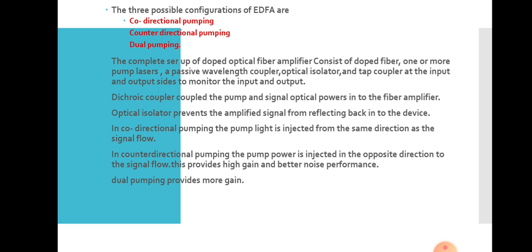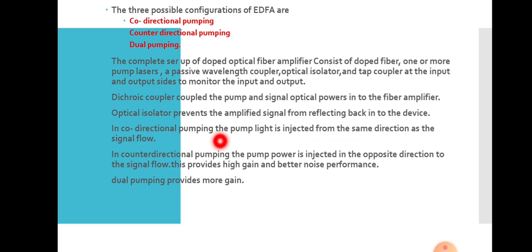So this is the working explanation, that there are 3 possible configurations: co-directional pumping, counter-directional pumping, and dual pumping. The complete setup of the doped optical fiber amplifier consists of doped fiber, one or more pump lasers, a passive wavelength coupler, an optical isolator, and a tap coupler at the input and output sides to monitor the input and output. And also there is a dichroic coupler, which is a wavelength selective coupler, used for coupling the pump and signal power into the optical fiber. And optical isolators prevent the amplified signal from reflecting back into the device.